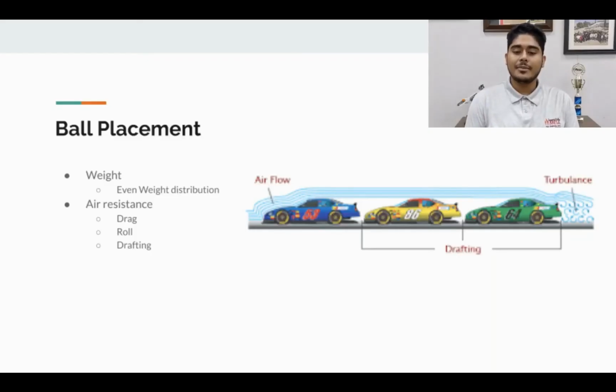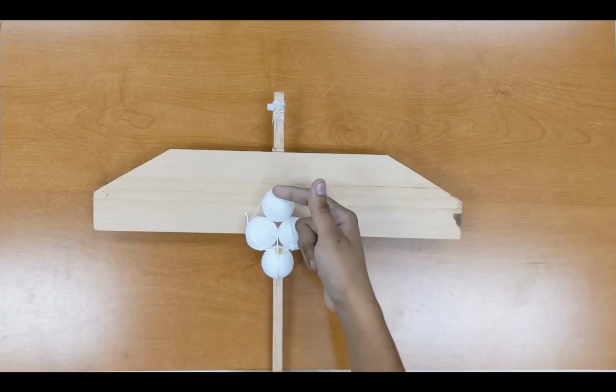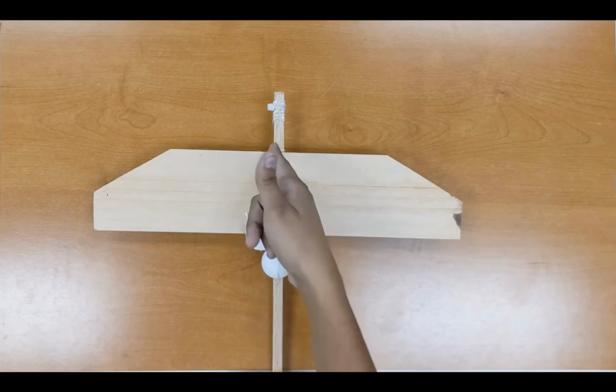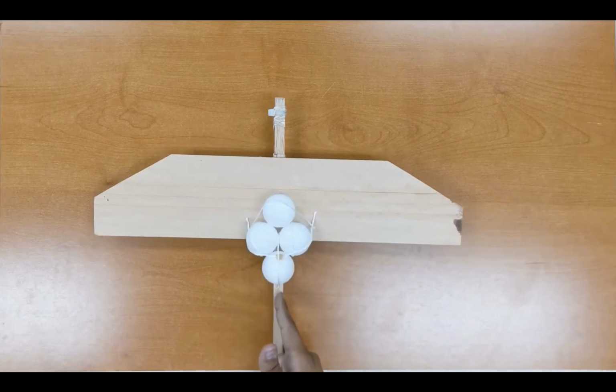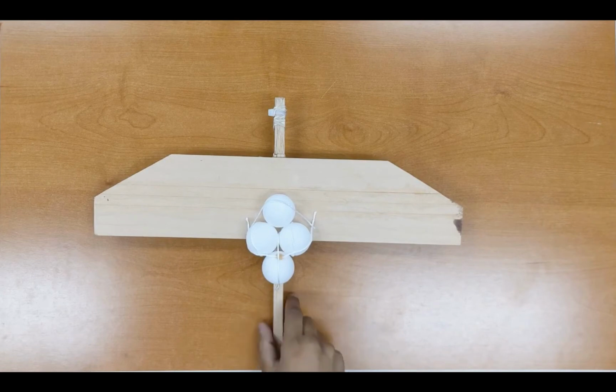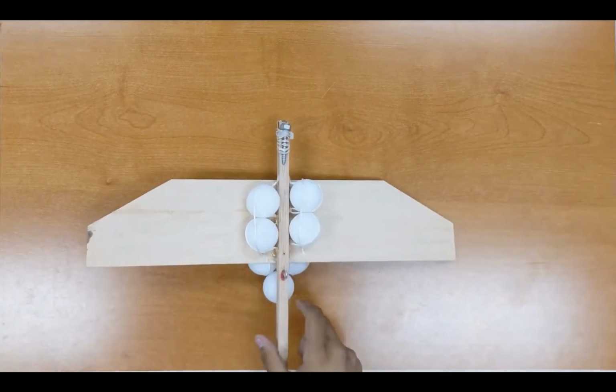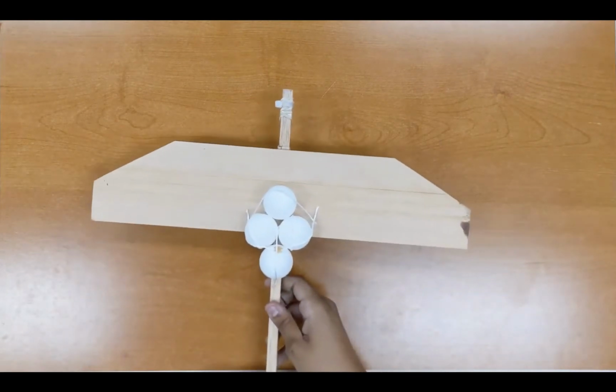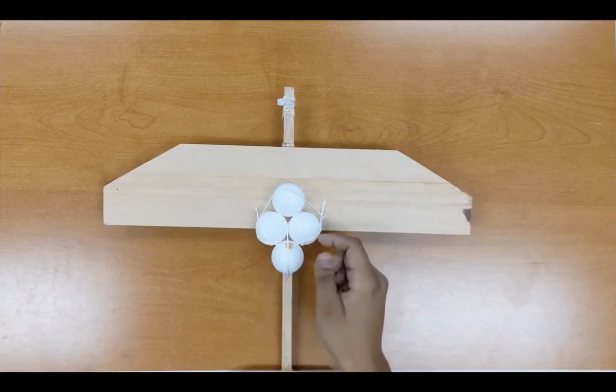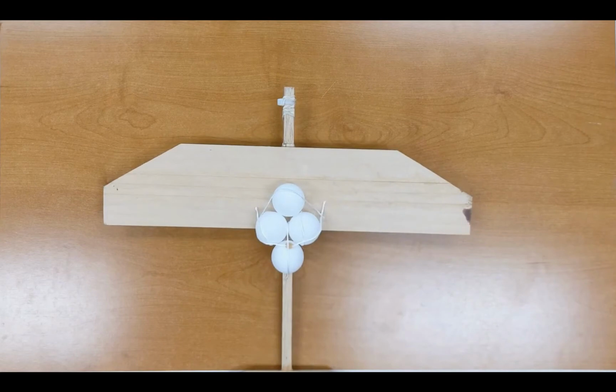The placement of the ping pong balls is also important for two reasons. Each ping pong ball carries weight, and the weight affects the center of gravity and its balance. Due to the weight of the ping pong balls, you have to organize them symmetrically along the fuselage to ensure a balanced glider. As you can see, it is symmetrical on both sides. Therefore, it is balanced.